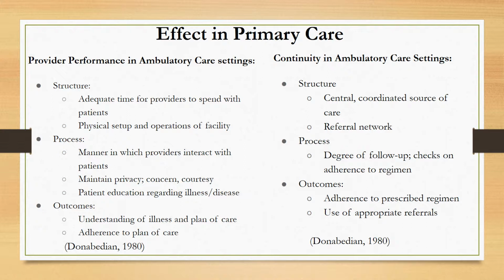Under the continuity spectrum in the ambulatory care settings, structure measures would include arrangements to assure a central coordinated source of care and arrangements for referrals and for follow-up. Under the process measures, this would include the degree of follow-up and checks on the patient's adherence to regimens. Under the outcome measures, this would include adherence to the prescribed regimens as well as the use of appropriate referrals.